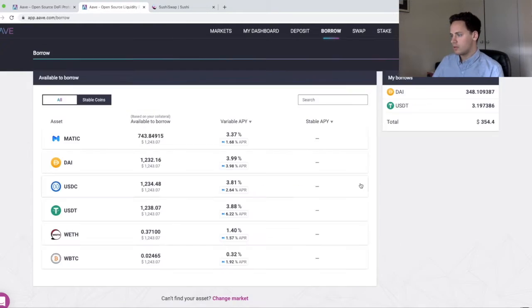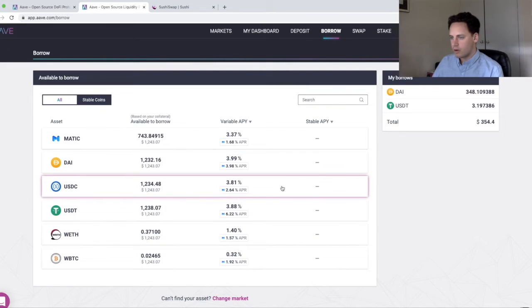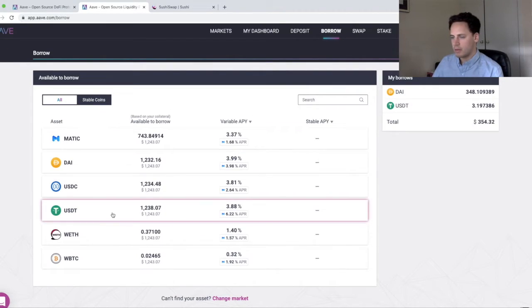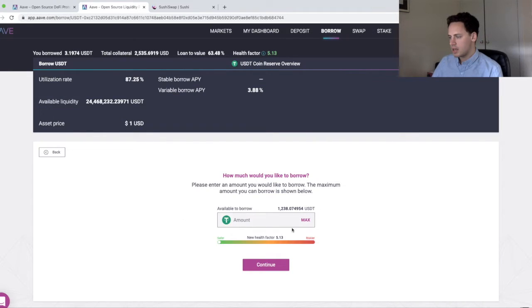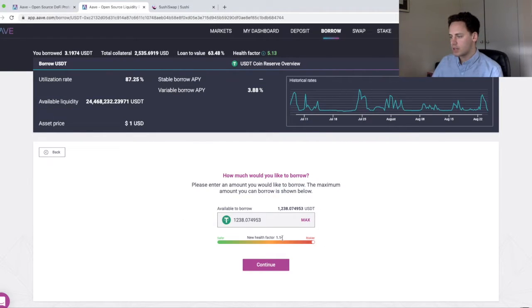Oh, no, we don't want to repay it, we want to borrow. So we'll jump on the borrow tab up there, click USDT, and if we go on max, we can see that our health factor goes right down to 1.14. And if it goes down to 1, then we'll get liquidated.